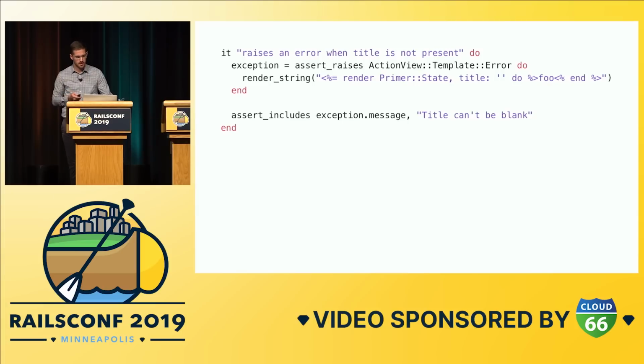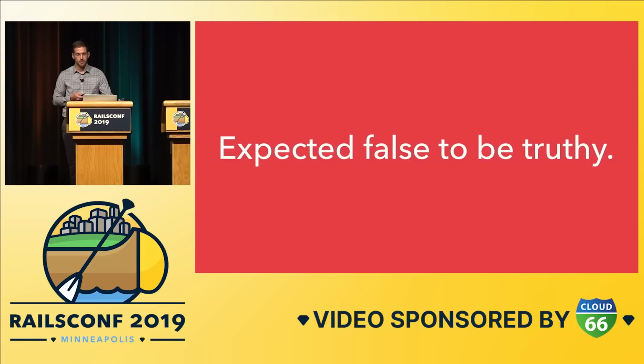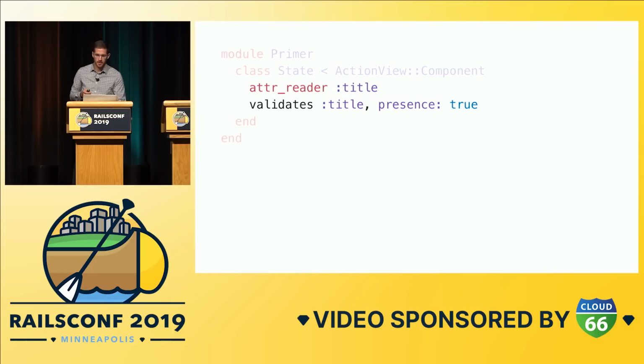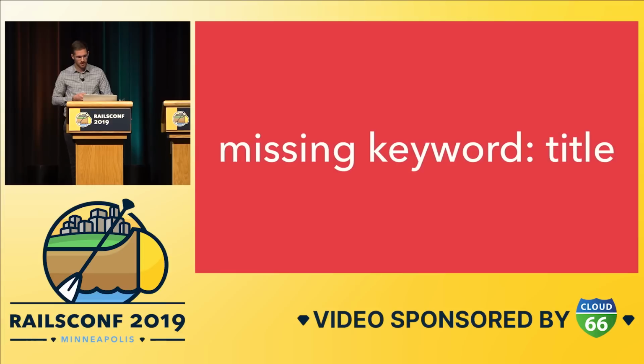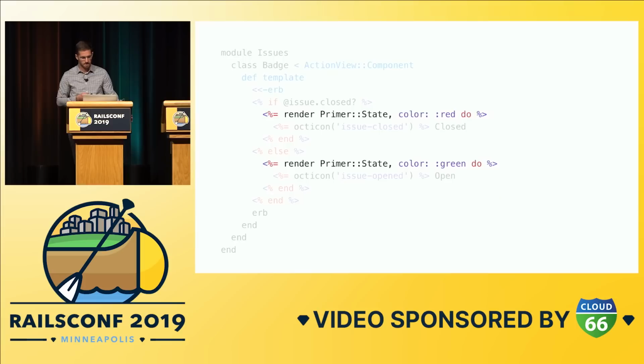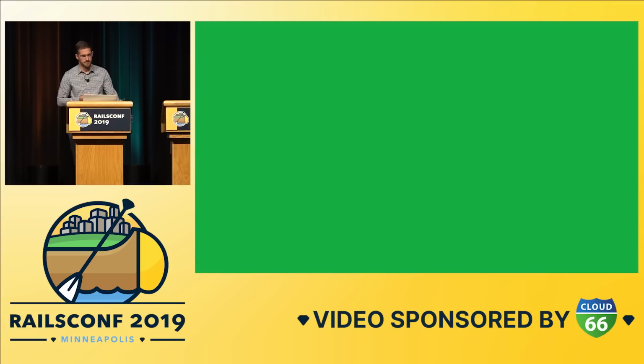And we'll do that with a test that passes in an empty title and expects a validation error. And we'll make sure it fails. Then it's just a matter of adding a presence validation for the title attribute, and we're right back to green. So let's see how our controller tests are doing. Missing keyword: title? I think we might have just caught a regression. We never updated our consumers of this new primer state component to pass in that new required title argument. So let's add the title attribute, and we're back to green.